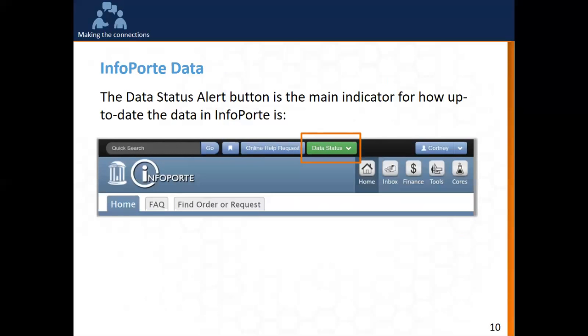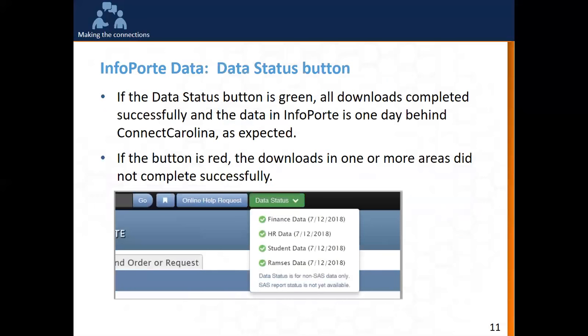InfoPorte data. The data status alert button is the main indicator of how up to date the data is. When you have a green button, as in this illustration, you know that all of your InfoPorte data is up to date. If the button is red, the downloads in one or more of the areas did not complete successfully. You can click on that button and get a drop down, and if one of the items beside it is red, then you'll know that is the one that failed, and the rest should be up to date.